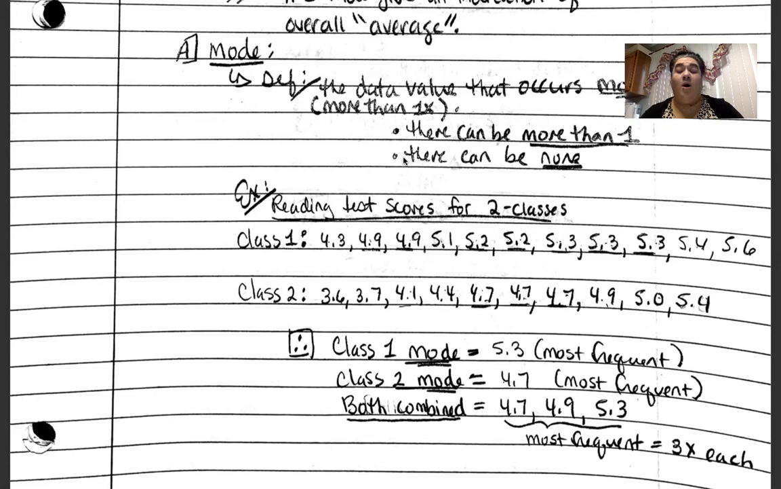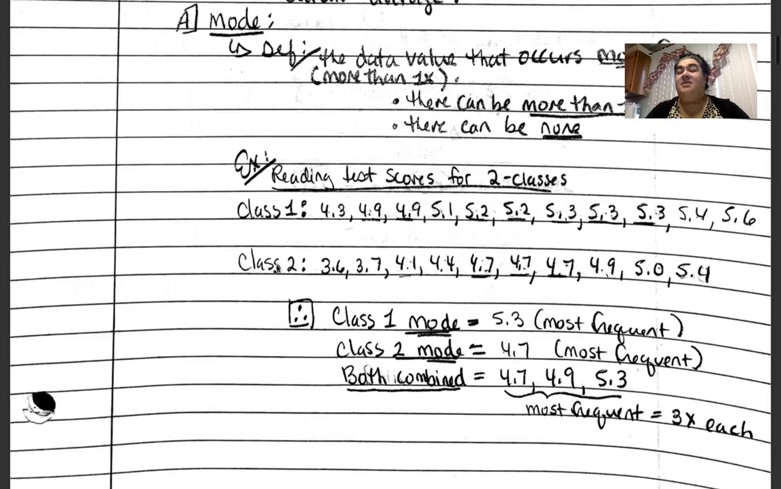But when we are looking for mode, we are looking for the value that occurs the most number of times, hence the most frequently. So in class one, even though we have several values that occur more than once, we've got 4.9 occurring twice and 5.2 occurring twice, 5.3 is the one that occurs most frequently because it occurred three times in this set of values. So therefore, the mode for class one is 5.3. It is the most frequent value, okay? If we look at class number two and the values that we see there, 4.7 seems to be the only value that occurs more than once. So very easily we can identify the mode. It's 4.7. It's the only value that occurs more than once. It occurs three times. It's the most frequently occurring value. Therefore, it is the mode for the set of data for class two.